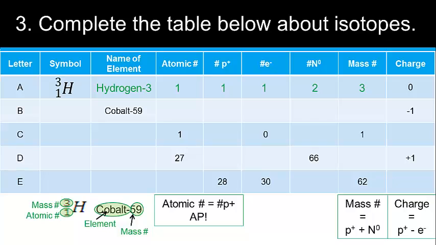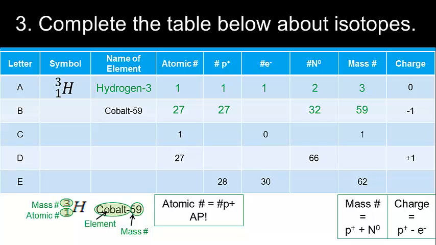Letter B has cobalt-59. So I can look at my table of elements. I see that the atomic number for cobalt is 27, which means that I also have 27 protons. My mass number is 59. We were given that. So in order to find the number of neutrons, I need to take my mass number and subtract my protons. Again, mass number is protons plus neutrons. So if I have 59 for my mass number and 27 of those 59 are protons, that must mean that the rest, 32, is going to be neutrons.